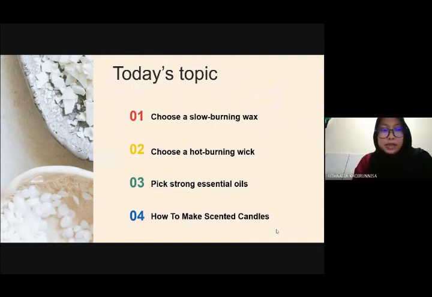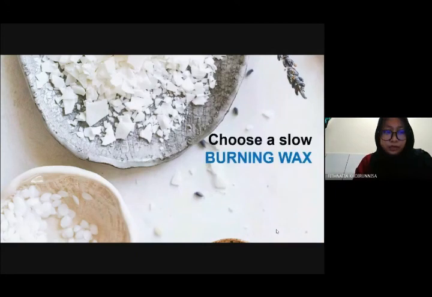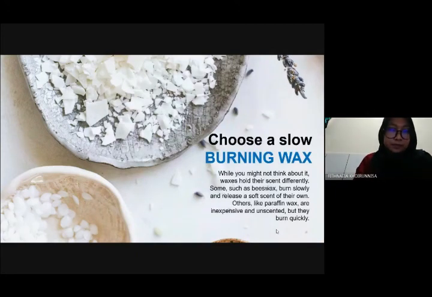Here are our topics today. The first is to choose a slow burning wax. While you might not think about it, waxes hold their scent differently. Some, such as beeswax, burn slowly and release a soft scent of their own. Others, like paraffin wax, are inexpensive and unscented, but they burn quickly. Since essential oils are naturally less fragrant than chemical scents, you need to choose a wax that retains scent longer and releases it slowly into the air.